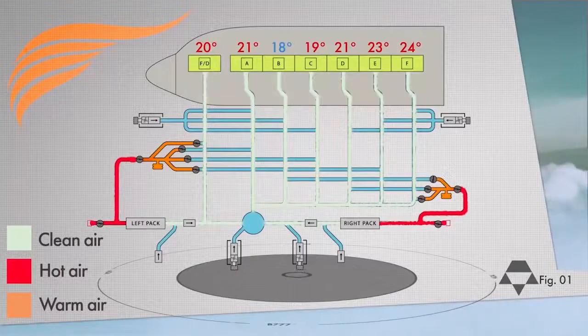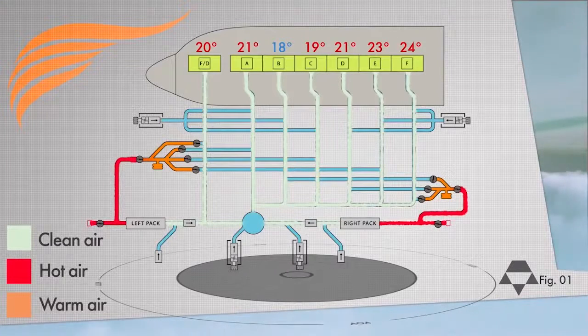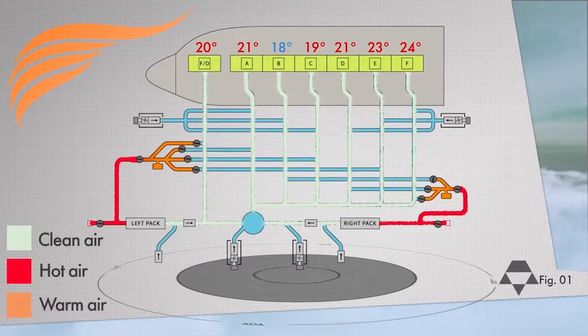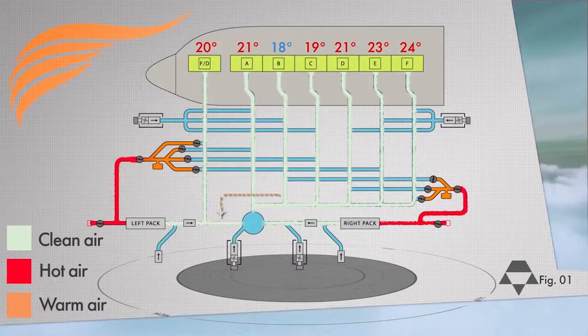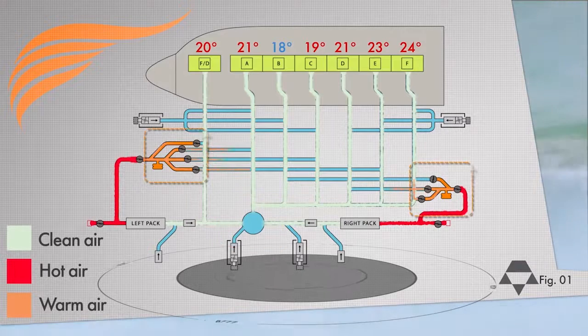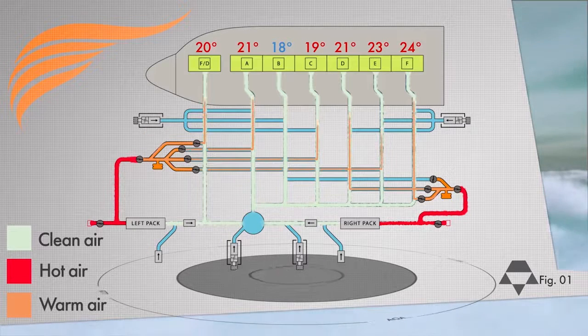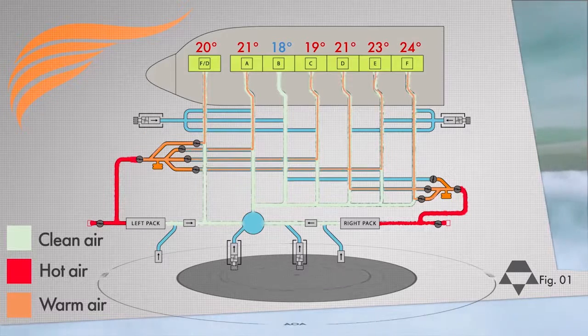Why does it do that? Because rather than packs producing air with different temperatures for each cabin zone, it's more efficient to have the packs produce air of a single temperature in the mix manifold according to the coldest cabin zone, and then add warm air to all the other cabin zones that require air with a higher temperature. This warm air that's added to pack air is known as trim air.